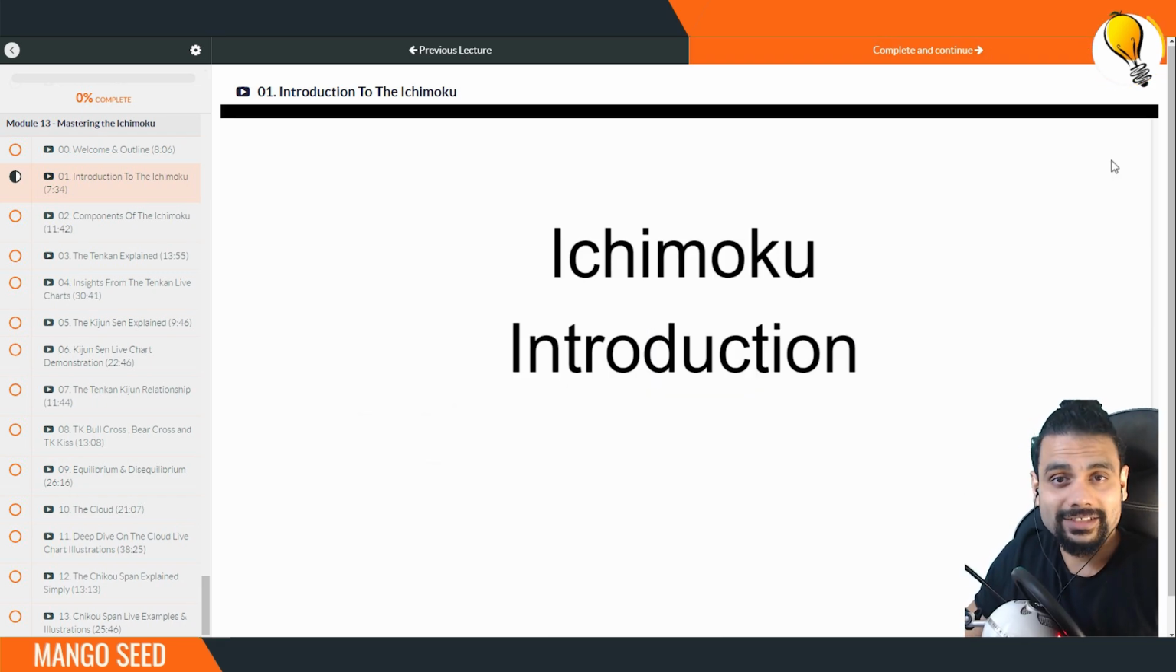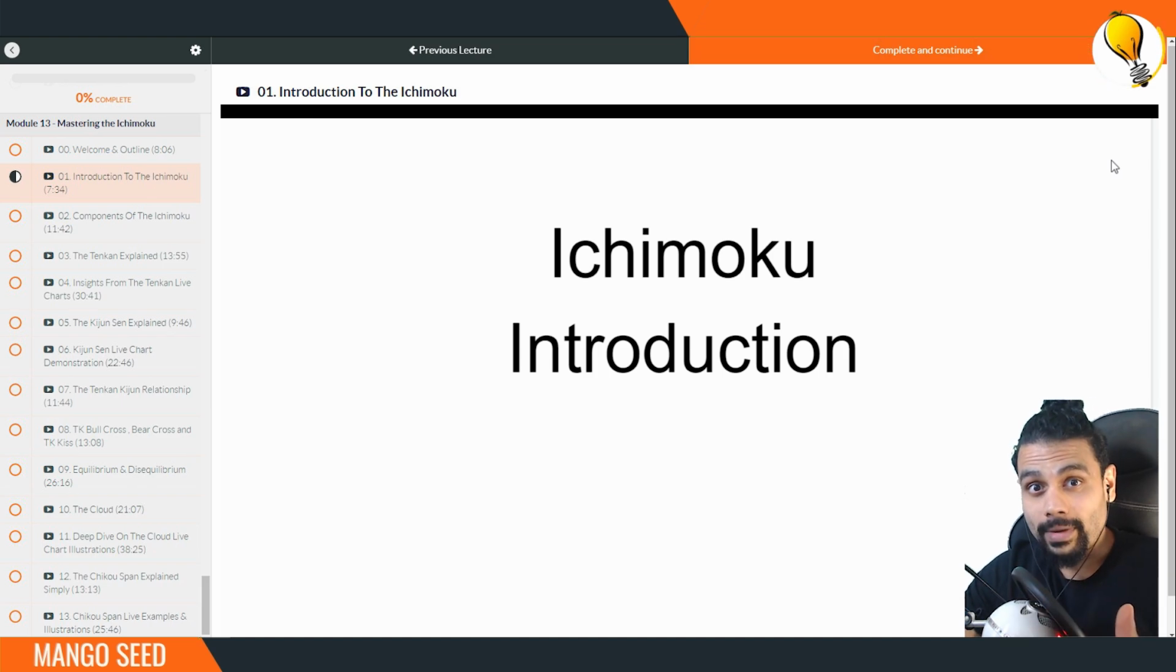Alright, so let's get started. In this section, I want to give you guys a brief introduction on the Ichimoku. It's going to be a very simple and laid back section where we'll be discussing the history of how the Ichimoku came to be, who created it, right? How it came to be. It's actually a fun little story that in a way connects strongly to our candlestick analysis module.